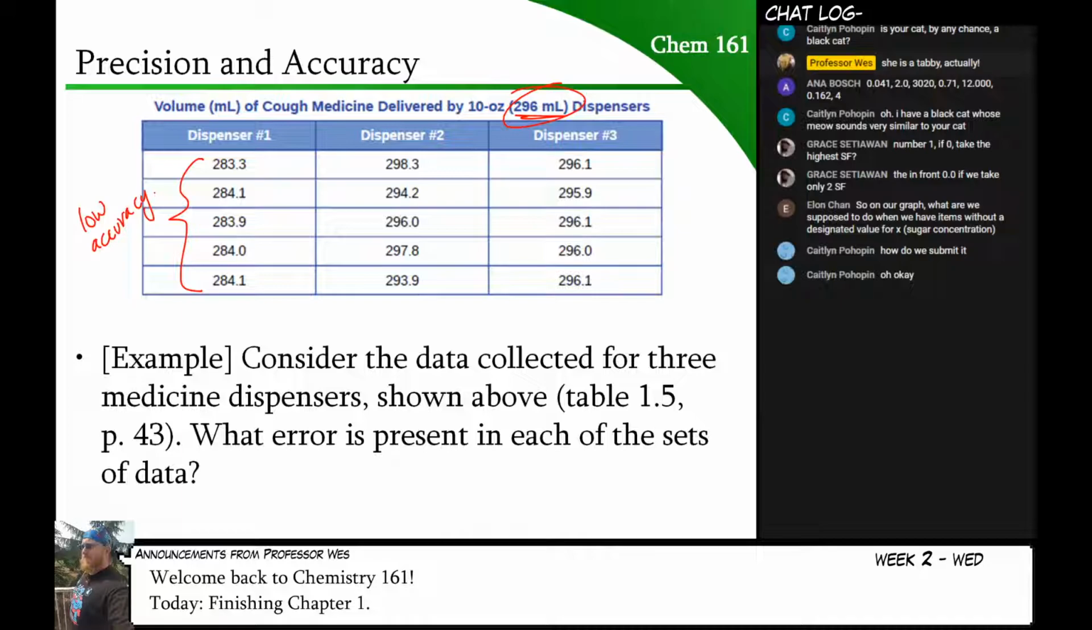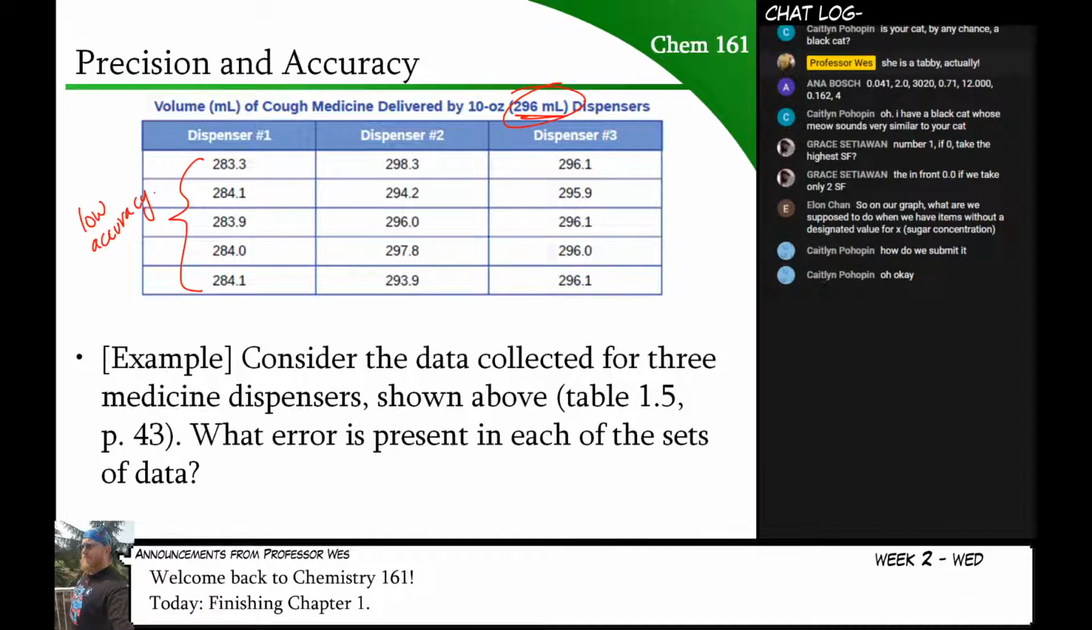What is the threshold for accuracy? It depends on really what you think it should be. 5% is a good cutoff. Like, if you're above 5%, you are certainly not accurate.